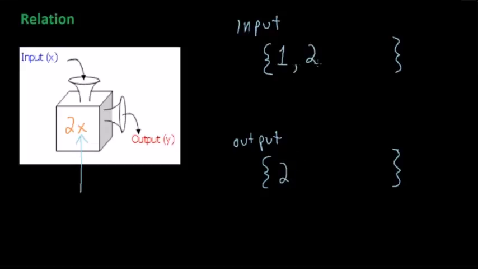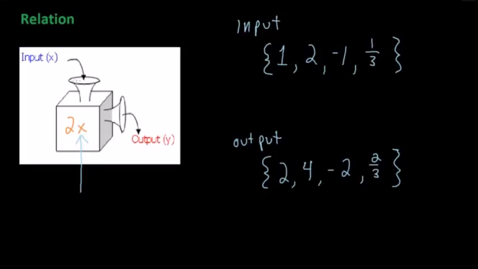Let's say our input was 2. Our output would be 2 times 2 now, which would be 4. Say our input was a negative number, like negative 1. Then our output would be 2 times negative 1, which is negative 2. And what about a fraction? Let's say our input is a third. 2 times 1/3 is 2/3.